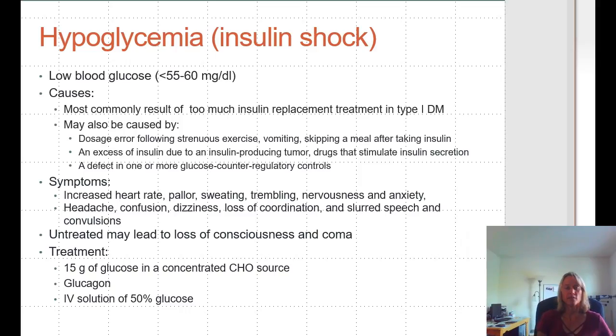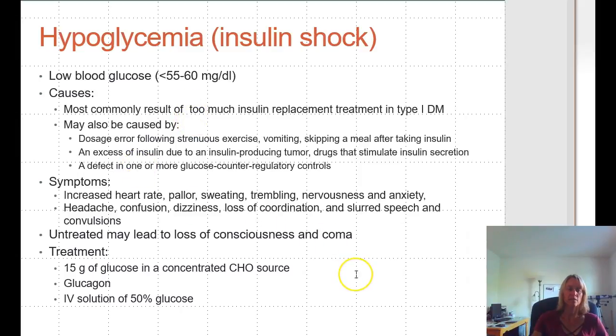On the other end of the spectrum, we have hypoglycemia or insulin shock. This is where we have extremely low blood glucose levels. It's most often caused by too much insulin replacement in a type 1 diabetic. But it can also be caused by dosage error following strenuous exercise, vomiting, skipping a meal, an insulin-producing tumor, or drugs that stimulate insulin secretion, or maybe a defect in the glucose counter-regulatory controls.